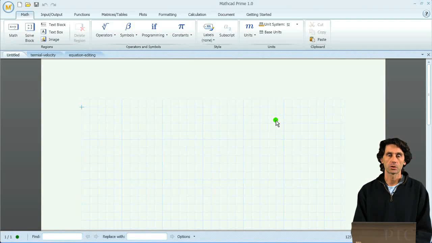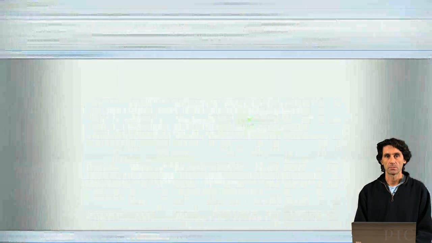So today I'm going to show you MathCAD Prime 1.0, our newest release of MathCAD with a completely redesigned UI to make the application much more intuitive and easier to adopt and learn, and yet retaining the power of MathCAD calculation engine.